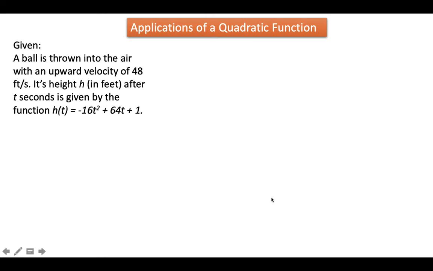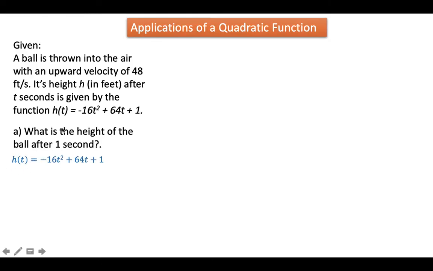Applications of a quadratic function. Given a ball is thrown into the air with an upward velocity of 48 feet per second. Its height h in feet after t seconds is given by the function h of t is equal to negative 16t squared plus 64t plus 1. So question A, what is the height of the ball after 1 second?